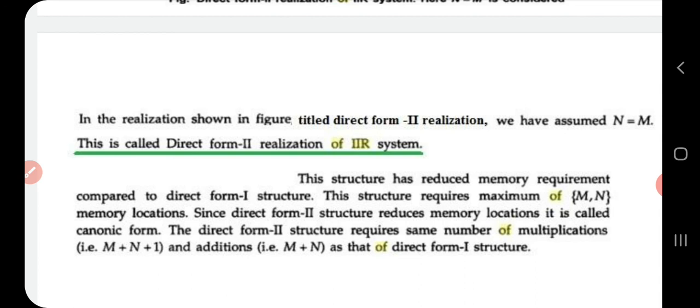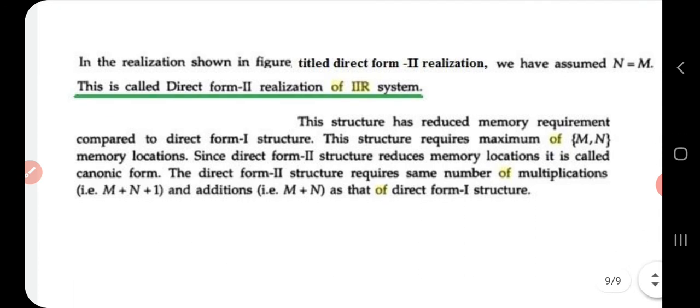Okay, now so this is called direct form 2 realization, and this particular direct form 2 realization requires a maximum of mn memory locations. So one of the most important advantages of direct form 2 over direct form 1 is that direct form 2 realization reduces memory locations. So it is called by the name canonic form. But the number of multiplications needed is m plus n plus 1, and the number of additions needed is m plus 1. And this number of additions and multiplications needed in direct form 2 is exactly the same as that needed for direct form 1.